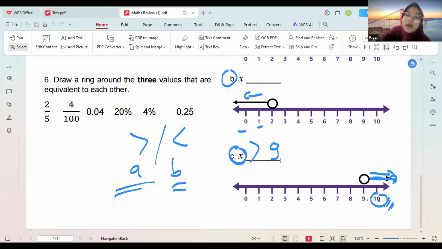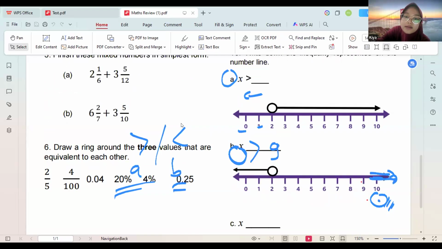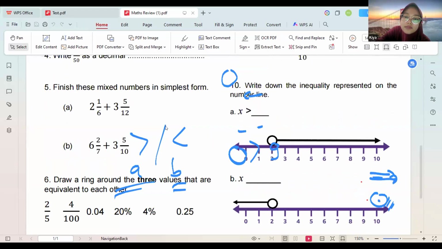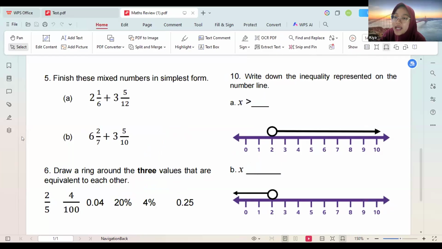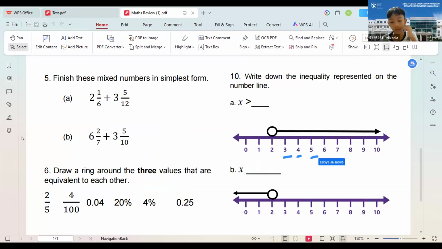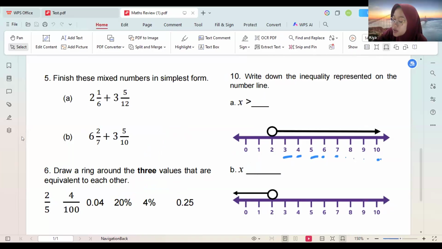And then what is the X of the A? What is the number of the X in A? 3. 3, and then all the numbers 3, 4, 5, 6, 7, 8, 9, 10. Yeah, all the numbers there. Okay. So you can use 2 here, and then you can use the sign greater than here because all the numbers here are greater than 2.